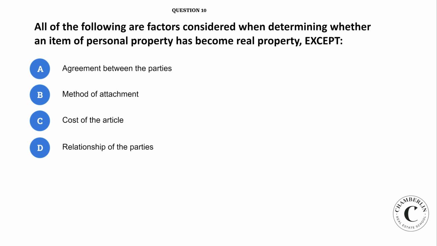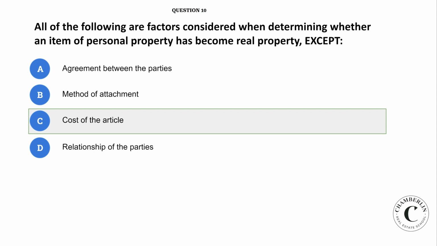Question 10. All the following are factors considered when determining whether an item of personal property has become real property, except: A. agreement between the parties, B. method of attachment, C. cost of the article, or D. relationship of the parties. And the answer is C.